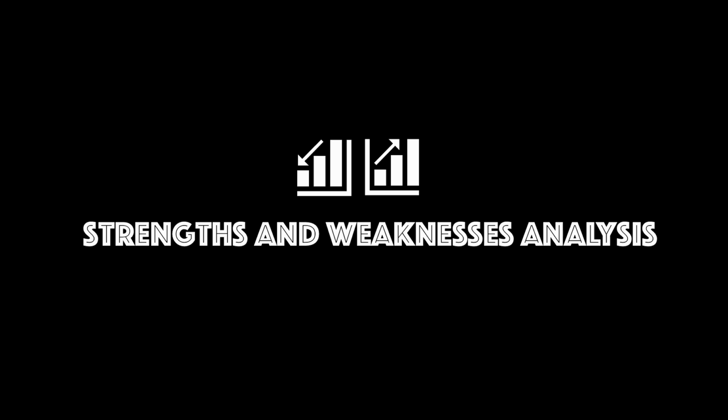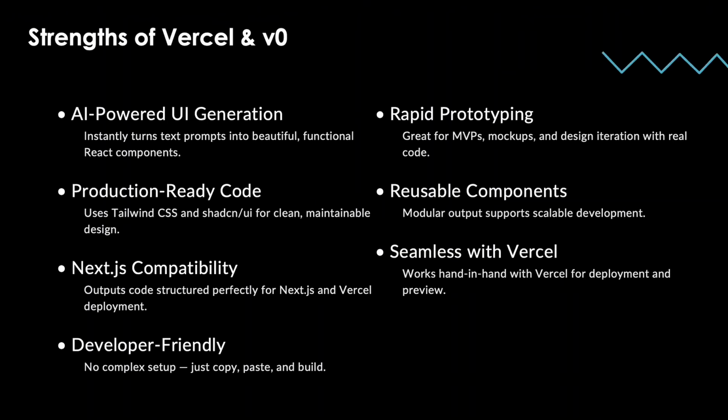Now let's look at the strengths and weaknesses of V0. It has several major strengths. Firstly, it enables rapid UI prototyping, which lets you go from an idea to a live web interface in just a minute. And secondly, it produces clean, production-ready React code using Tailwind CSS and shadcn/ui components, which saves developers so much time and effort.